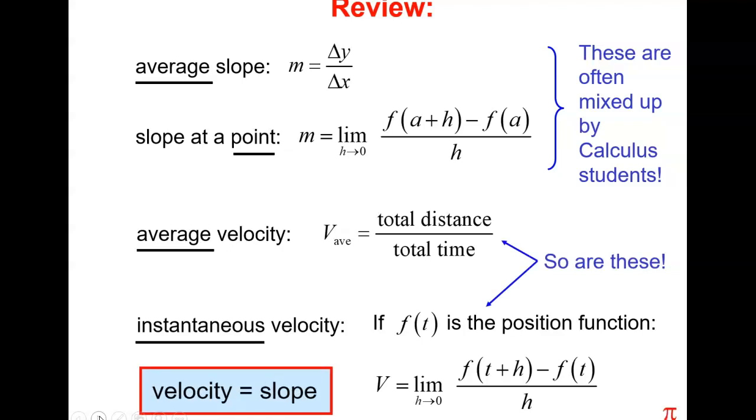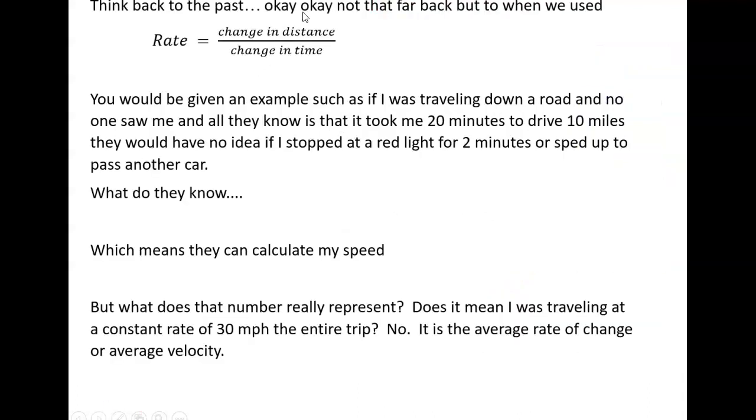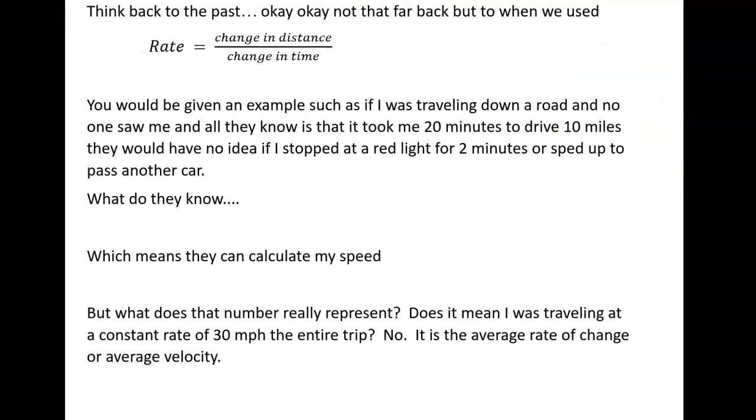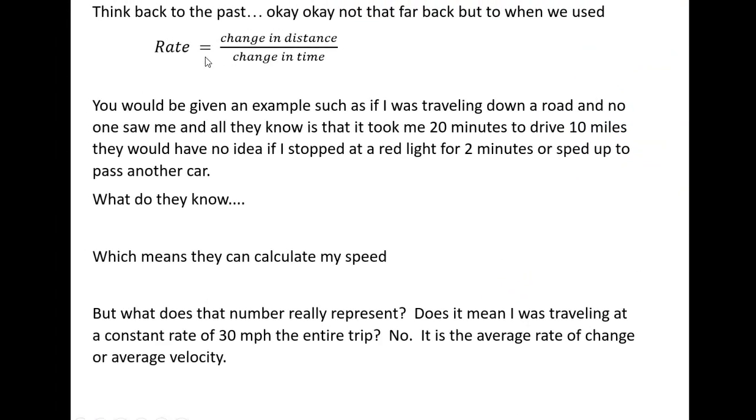Velocity equals slope. It just depends on if we're talking about average or instantaneous. So for velocity, you need to think derivative, slope, rate of change. You just need to determine what type of slope or rate of change you're looking at. And that's what today is all about. Thinking about what we are asking.